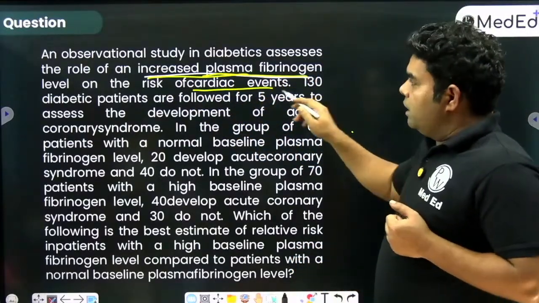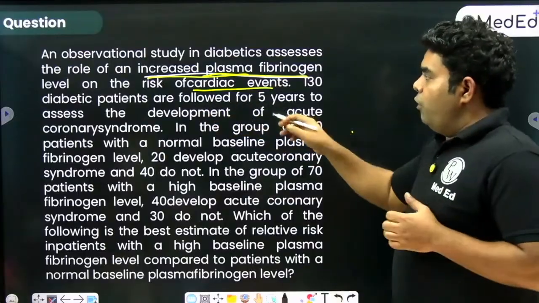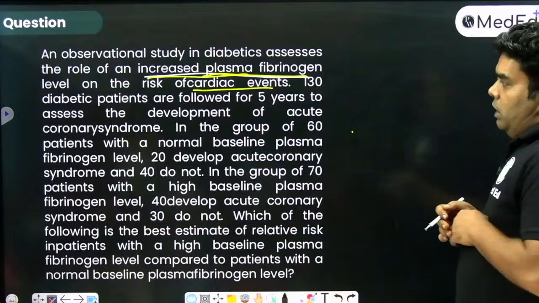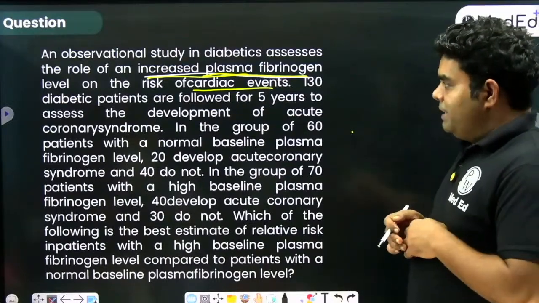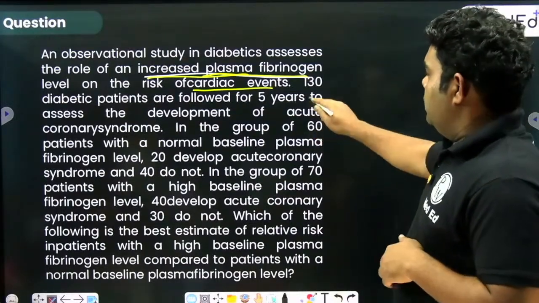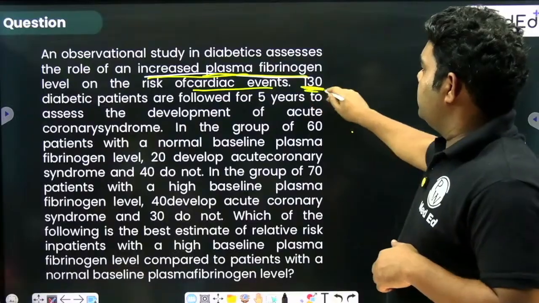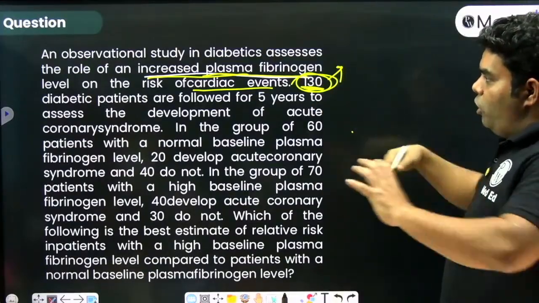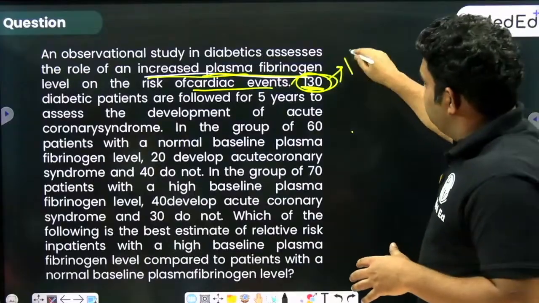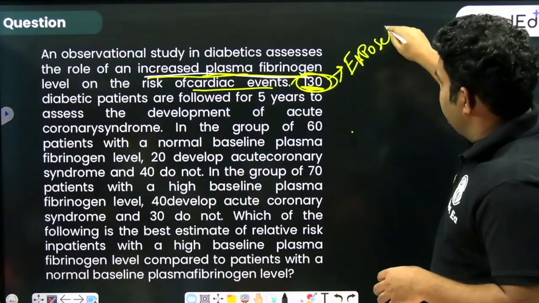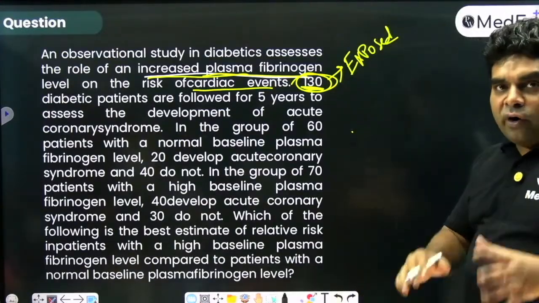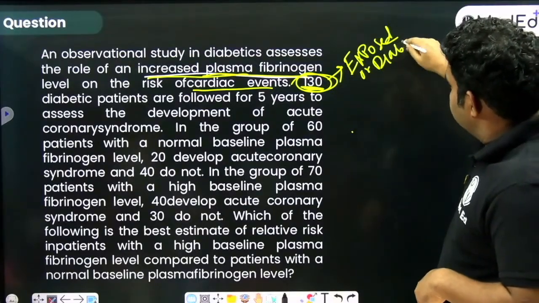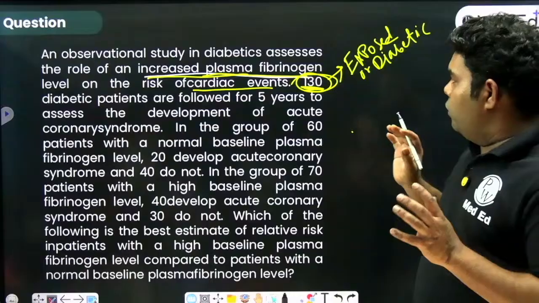They choose 130 diabetic patients. They followed them for 5 years. So there is a cohort study occurring. In this group, 130 are diabetic, so 130 are the cases which we are following. These 130 are exposed because it is a cohort study. Cohort study is exposed or non-exposed. So these 130 are exposed, or diabetic. And we are following them for 5 years.